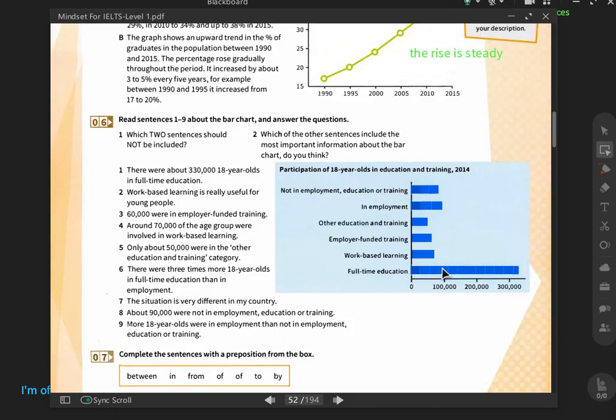Number two, work-based learning is really useful for young people. No, of course, this is an opinion. This one is extra. We shouldn't. We avoid adding this. Number three, 60,000 were in employer-funded training.